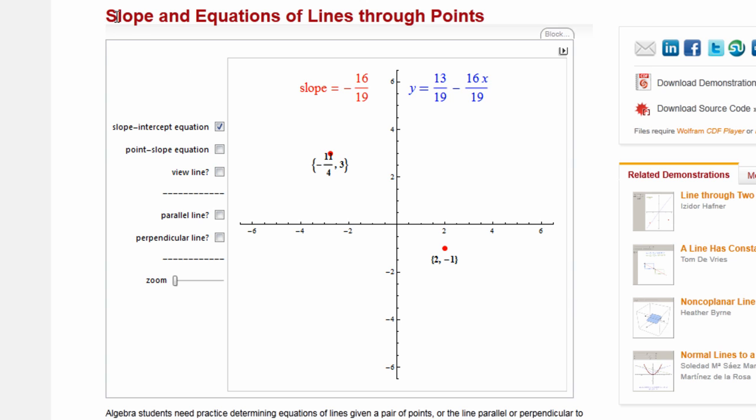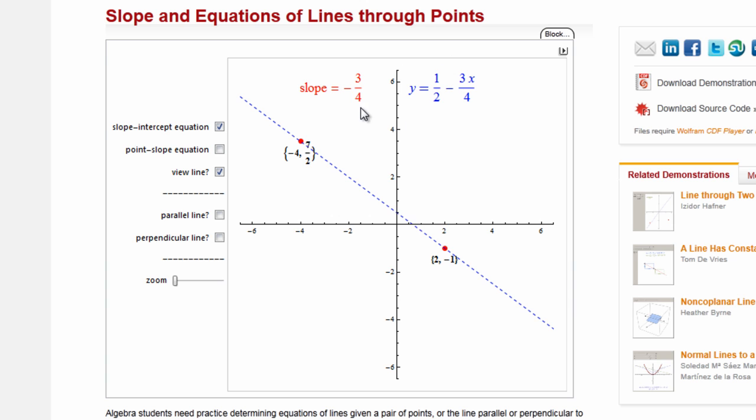The title of this is Slope and Equations of Lines Through Points. So I just typed that into Wolfram's search engine, and this came up, and I click on view line so I can see this line here, and I can manipulate this. I've shown this in a previous video, but what's interesting about this is that you can see the slope. It calculates the slope of the line, and it gives you the equation of the line.